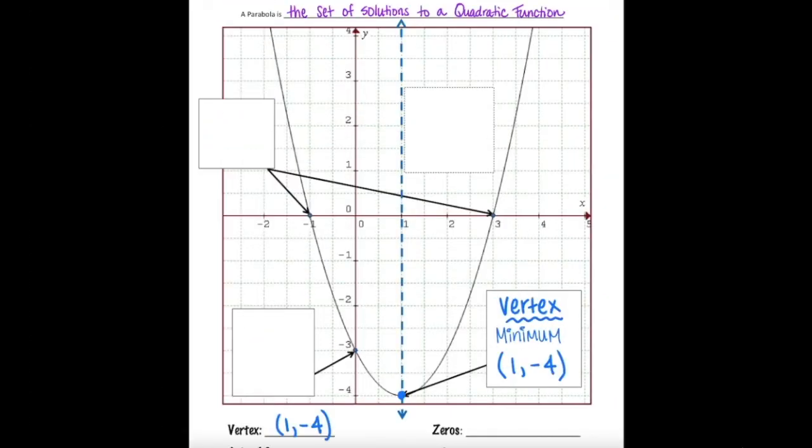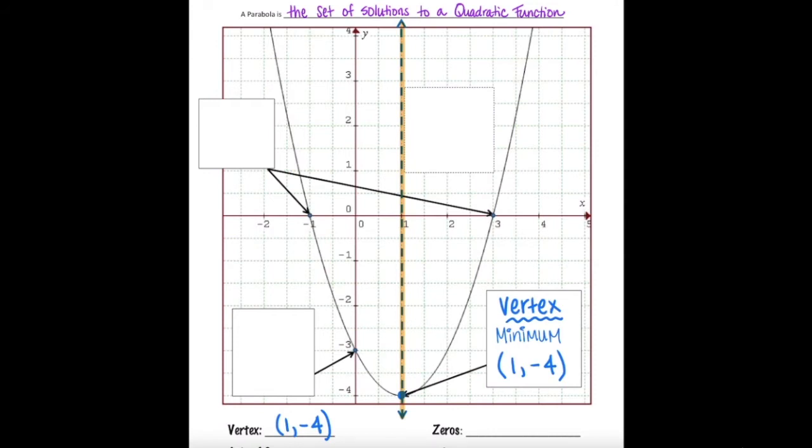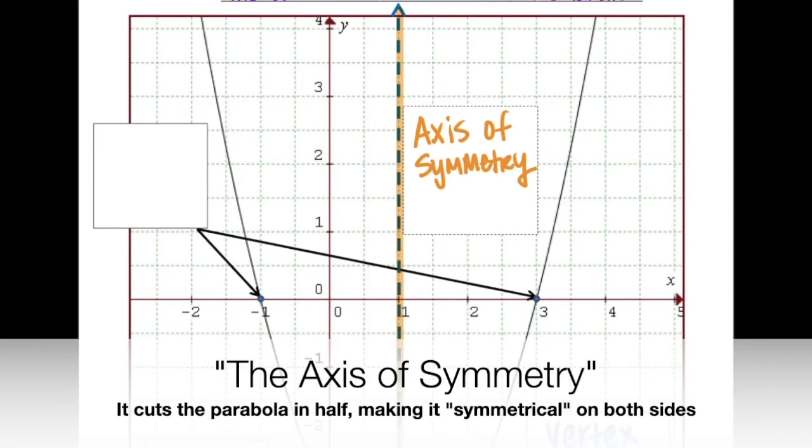Now you might notice that running through the middle of the vertex is this invisible dotted vertical line here. And there's a reason why this line is going through the middle of the vertex. This line is chopping the parabola in half. Every single section on this side of the parabola is equally reflected on the other side, as is every single point on either side of this line. This line is called the axis of symmetry. The reason why this is called the axis of symmetry is because to be symmetrical means to be the same on both sides. Think of a butterfly, which is symmetrical on either side of its body.